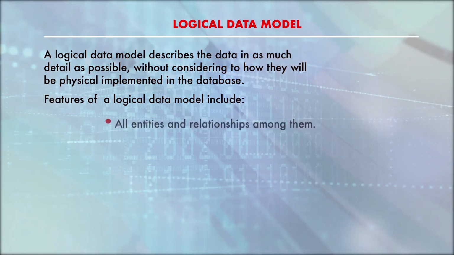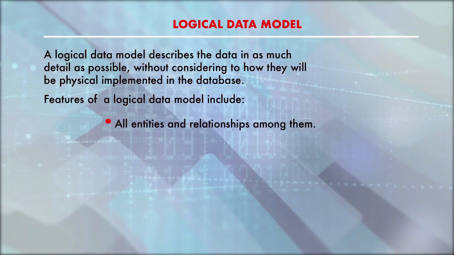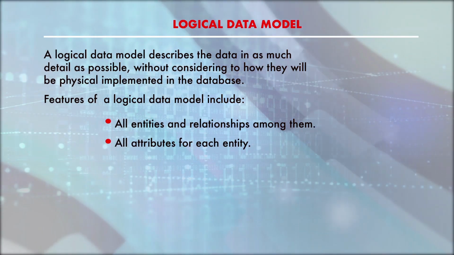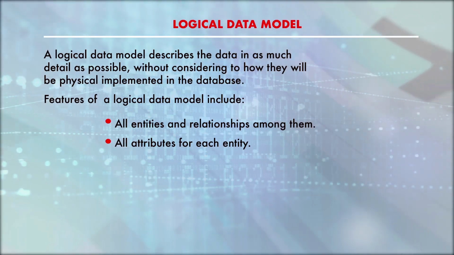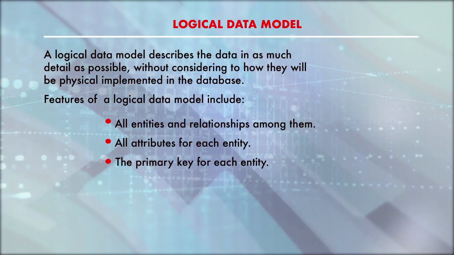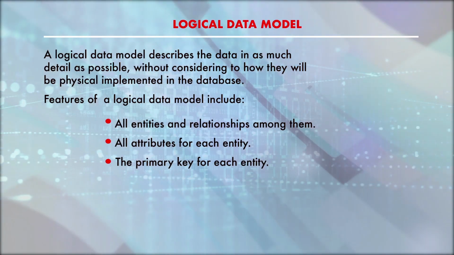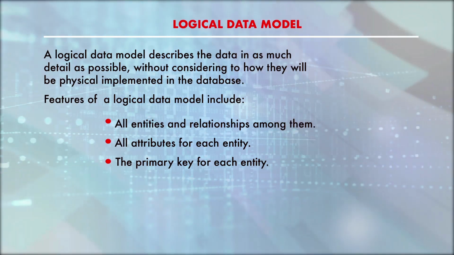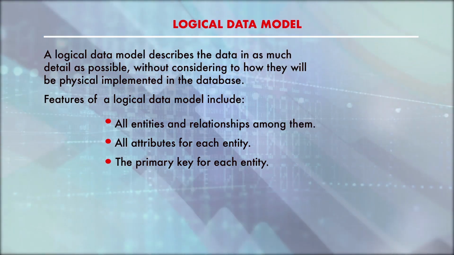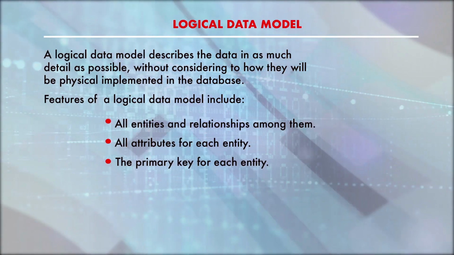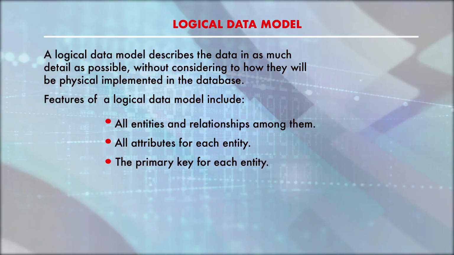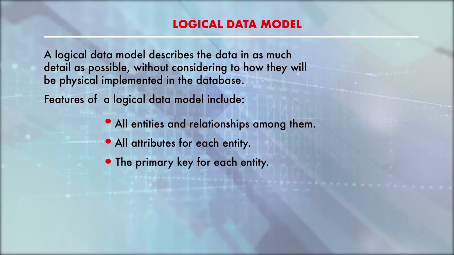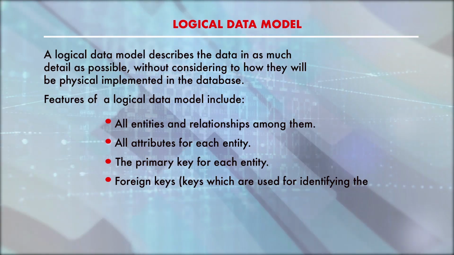So, at this stage all the entities and their relationships are identified, and all the attributes of all the entities are identified. Once the attributes are identified, then the primary keys and the constraints are identified. And in the process of identifying the constraints, one important constraint is known as the referential constraint, and that is done with the help of one more key concept that is known as the foreign key.